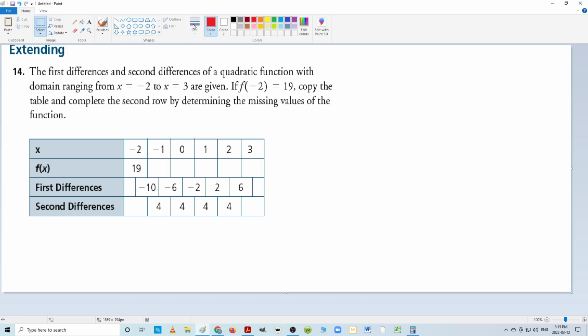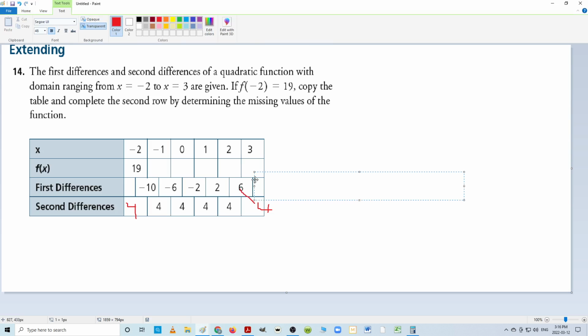First of all, because the second differences are all the same, they're all going to be 4. And if you look, minus 10 plus 4 got minus 6. Minus 6 plus 4 got minus 2. Minus 2 plus 4 got 2. 2 plus 4 got 6. So that means 6 plus 4 is going to get plus 10. So we can fill in the 10 there.